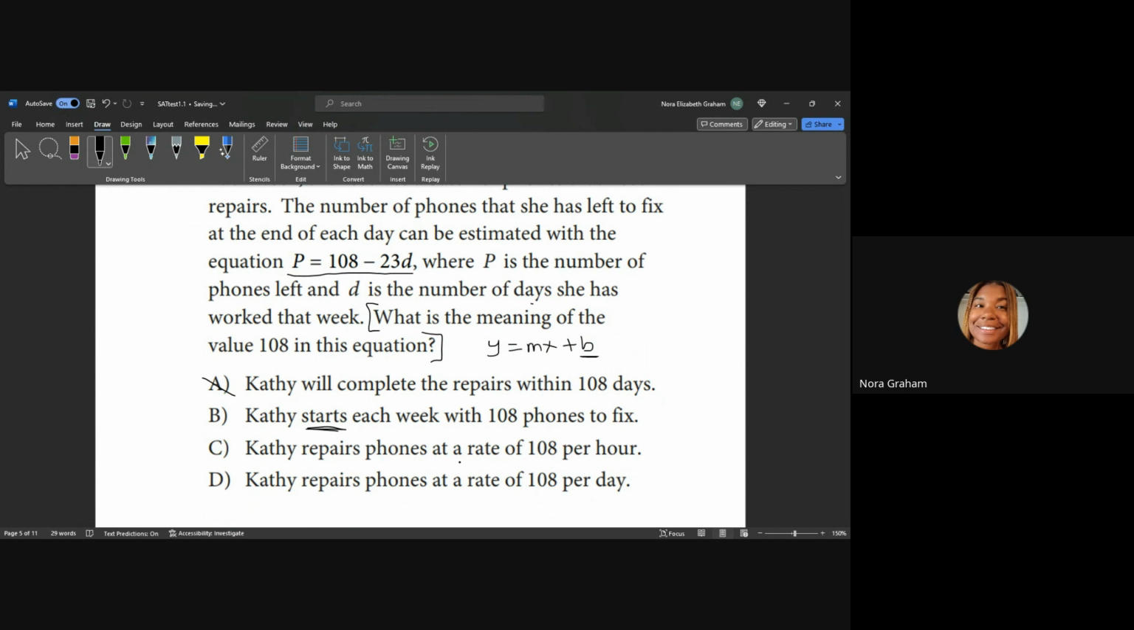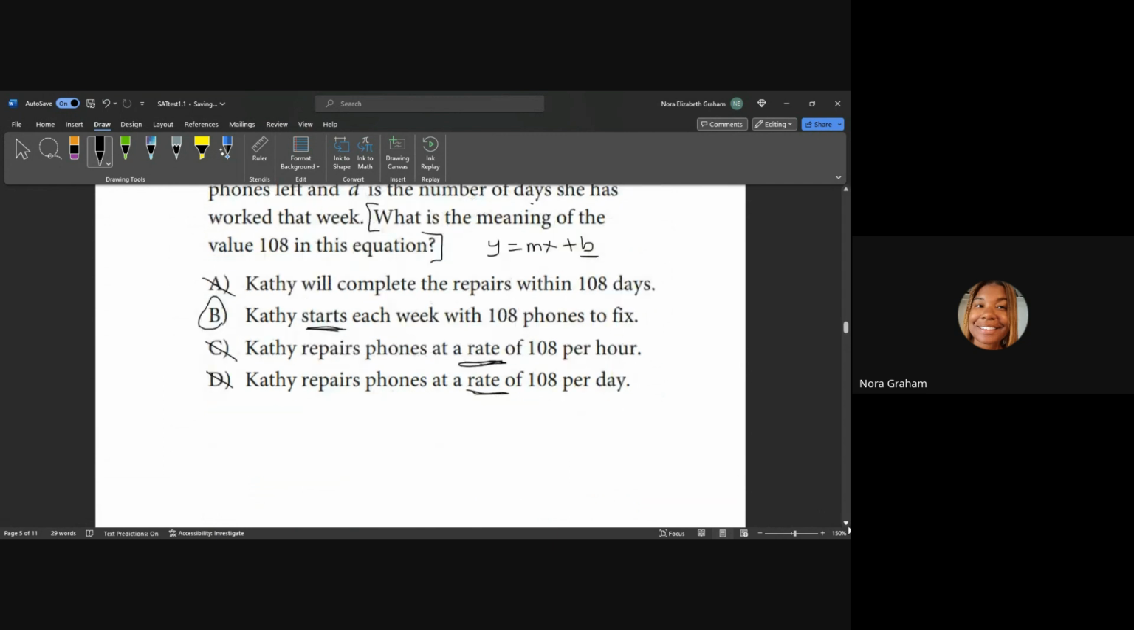Kathy repairs phones at a rate of 108 per hour. Whenever you see a rate or something like that, or per, it's mostly talking about our slope. Right here, we're not talking about our slope. We're talking about our y-intercept. So it's not going to be C or D because those have rates, and we're not worried about rates. We're worried about the starting point right here. So the answer is going to be B.